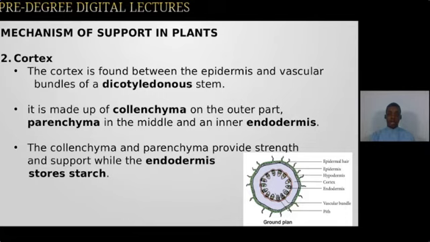Now the collenchyma and the parenchyma in the cortex provide strength and support, while the endodermis serves as starch stores, starch products.